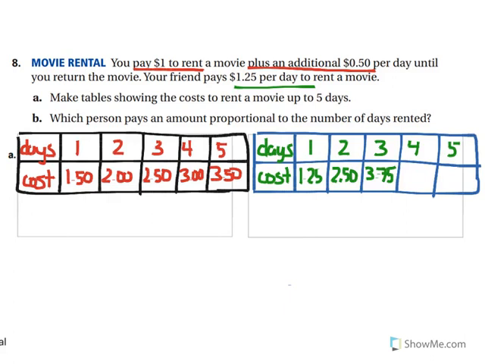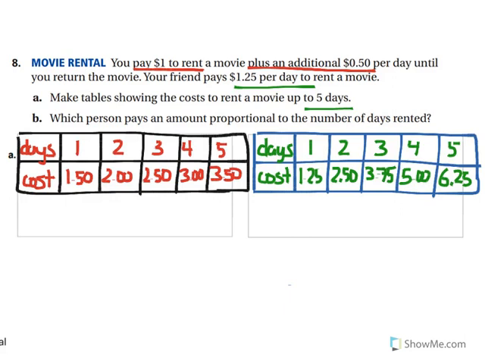So this becomes $3.75. This becomes $5. And then this becomes $6.25. So that's what our table would look like if we were creating a table that shows the cost of renting a movie up to 5 days.